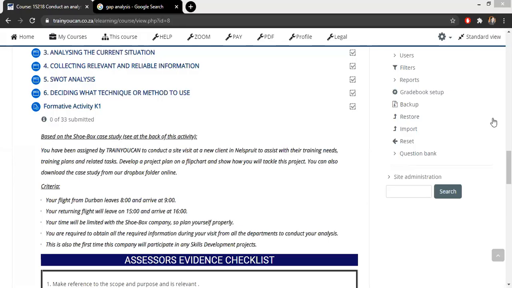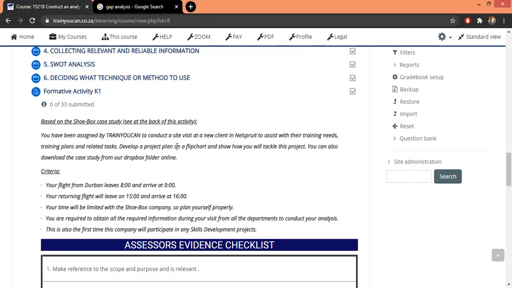Okay, and we're back to Unit Standard 15218, a formative activity K1. Quite an interesting activity, quite a big activity also. And I see they say here on flip chart, but you can also submit it on a PowerPoint or a Word document. So basically what we want to do is you must create a project plan.